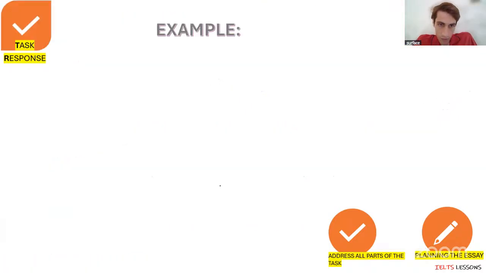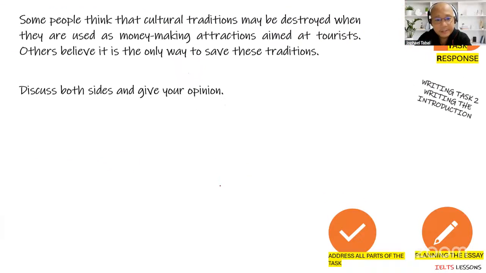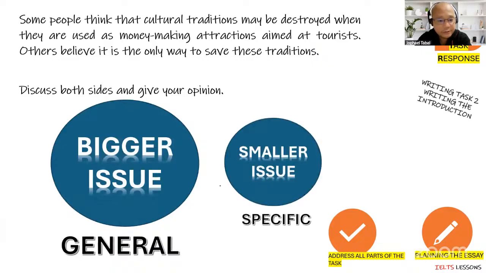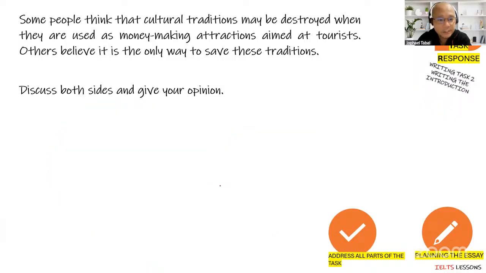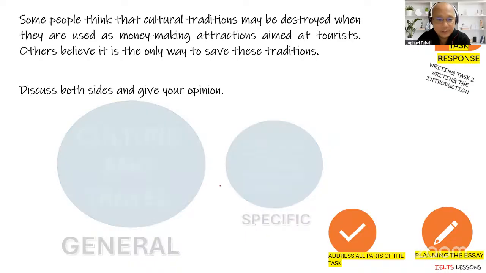Now the reason why they have to know the issue is because in every topic or every question there is a general issue, a bigger issue, and a smaller issue. Most of the time, if the students in the advanced level don't understand the general issue and the specific issue, that's the main problem in getting a band 7 or higher for their task response. For example here, the general issue is about culture and travel, and the specific issue is about the destruction of traditions when there is tourism in a country.